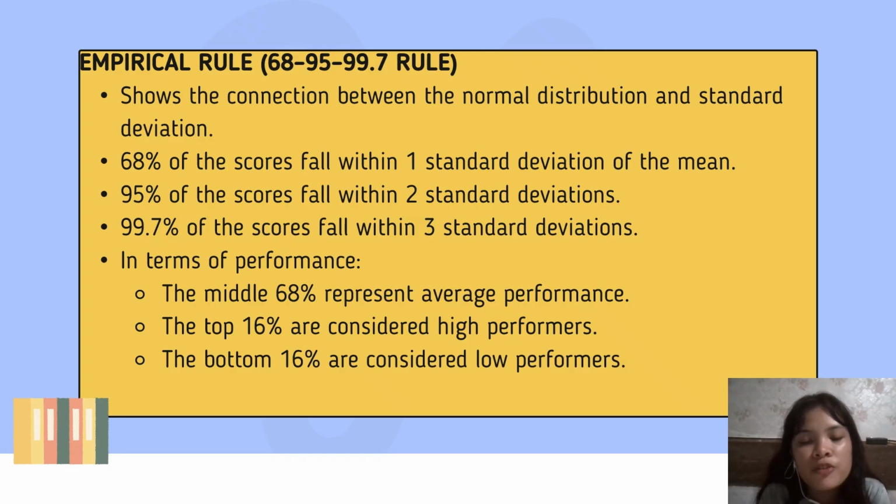In terms of performance, the middle 68% of the normal distribution from the example is average. If you get within that 68%, then it belongs to the average. The top and the bottom 16% are considered high and low performance. That's why the normal distribution approximates many natural phenomena.